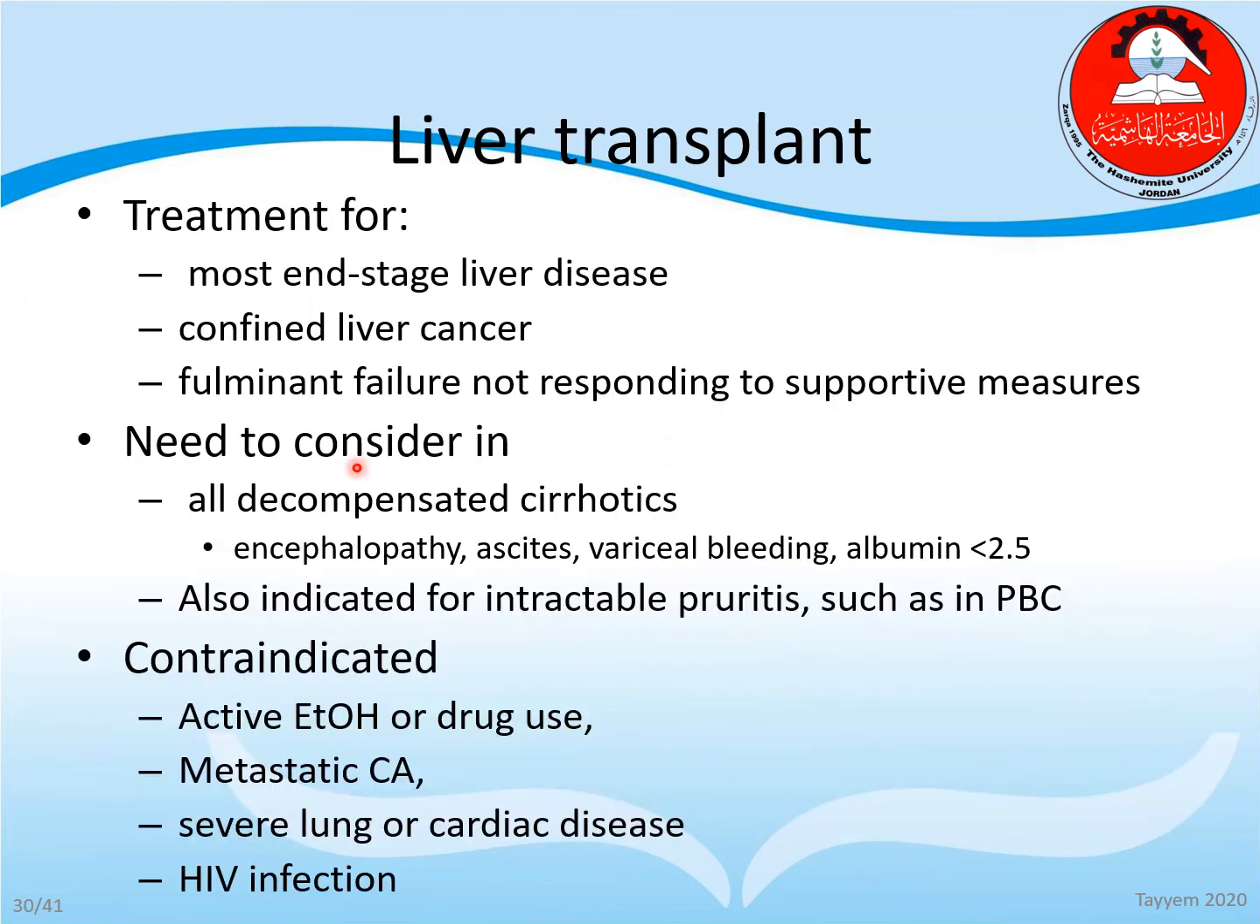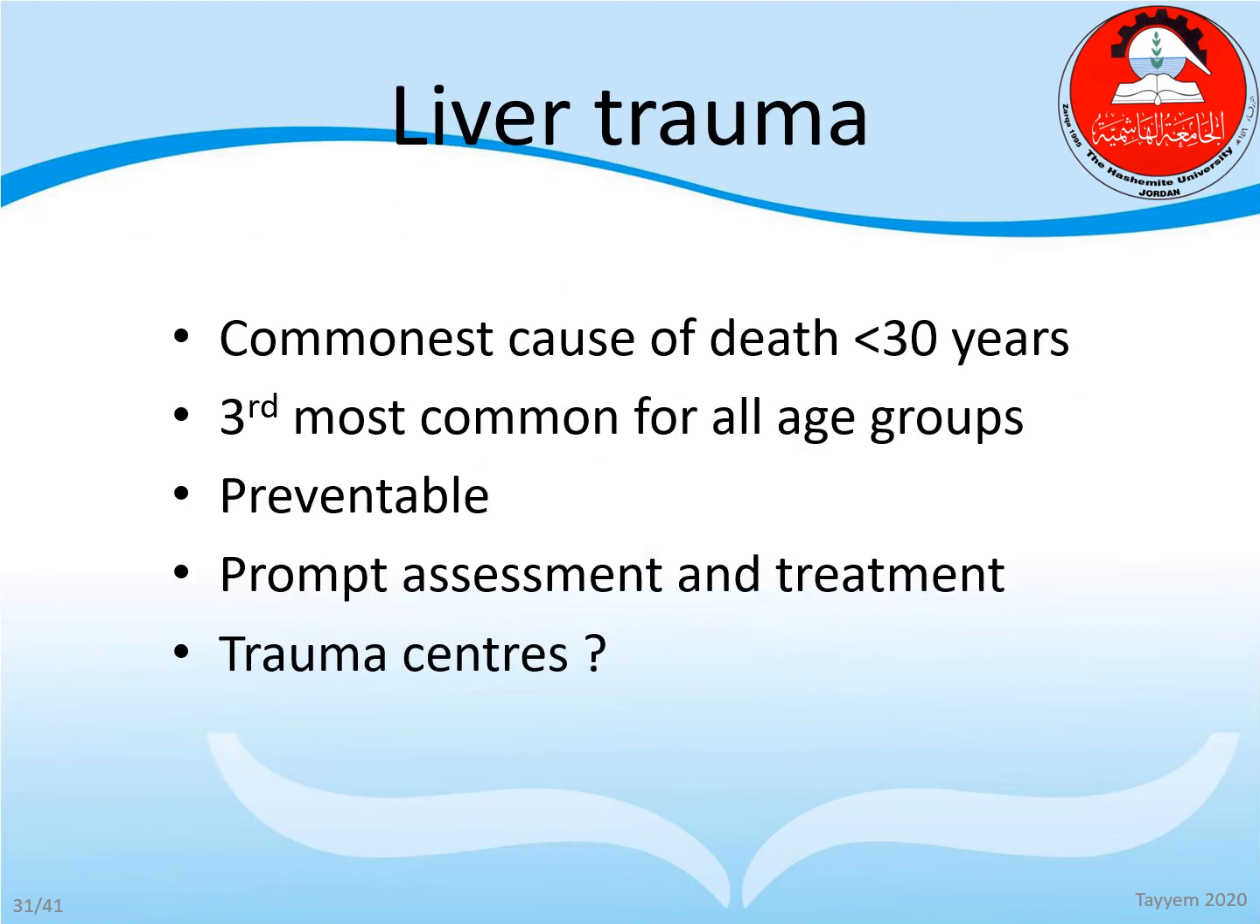Liver transplant is the treatment of choice for end-stage liver disease, confined liver cancer, and fulminant liver failure which is not responding to supportive measures. Need to consider it in all patients with decompensated cirrhosis, or people with primary biliary cirrhosis with intractable pruritus. Contraindicated if the patient is still suffering from alcohol abuse or alcoholism, metastatic cancer, severe lung or heart disease, or HIV infection.